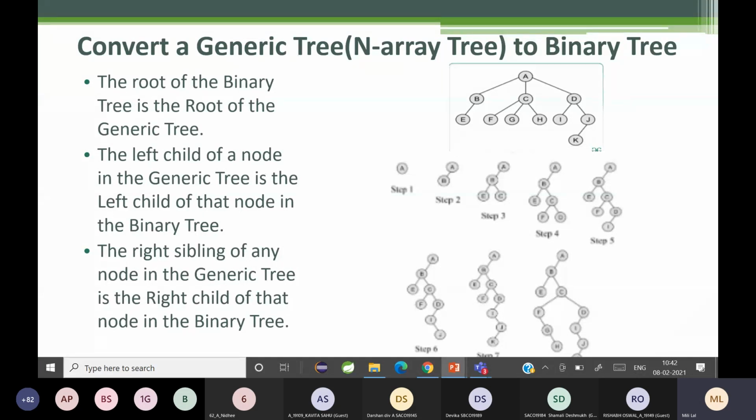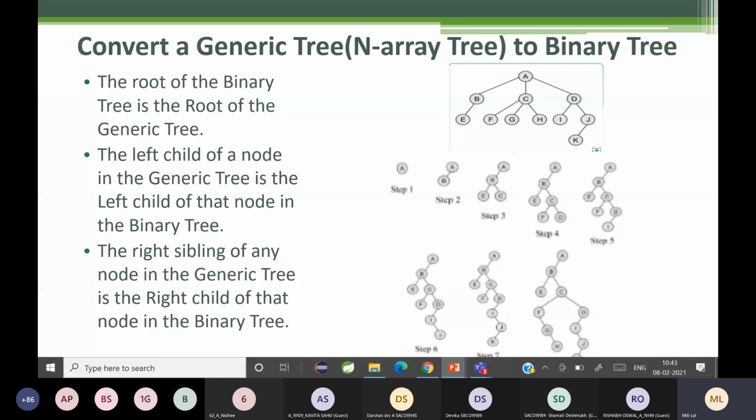Now, what they say is the left child of a node in a generic tree is the left child of that node in the binary tree. So, which is the left child of this tree? When you're taking A as a node, which is the left child? B. So you can see in step 2, the left child of the generic tree of a particular node is going to be the left child of the binary tree also. So A's left child is going to be B. That is step 2, if you can see it. Is it clear? Yes, ma'am.